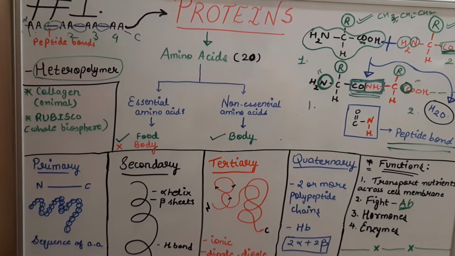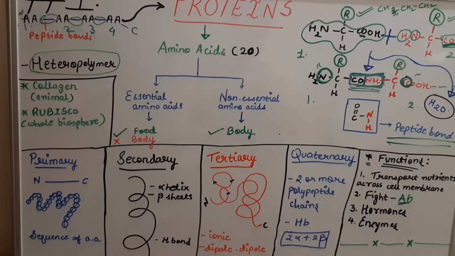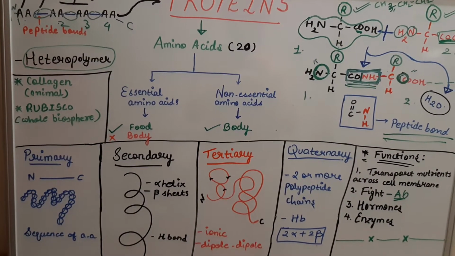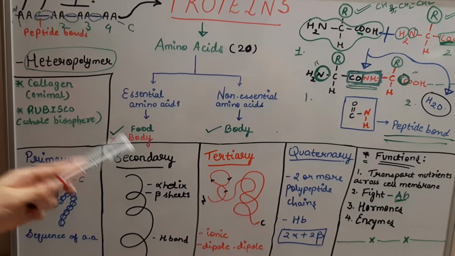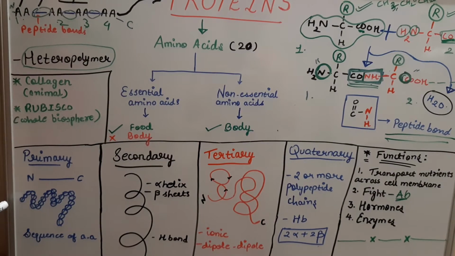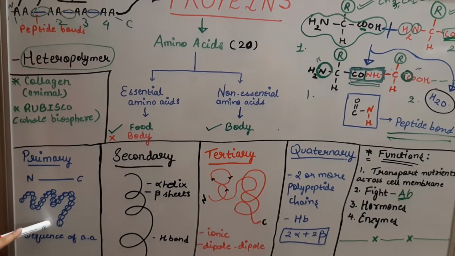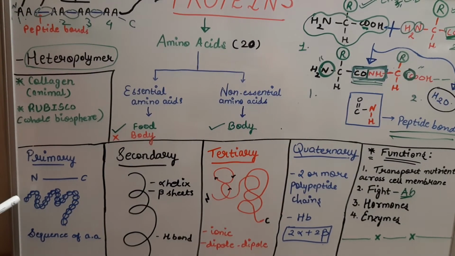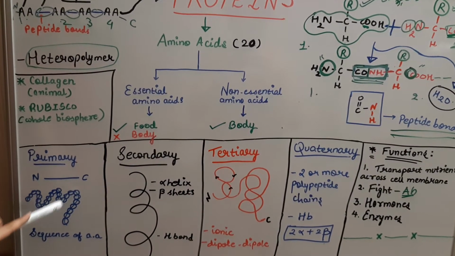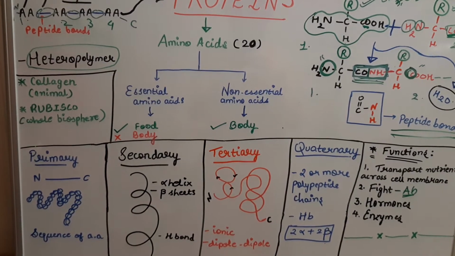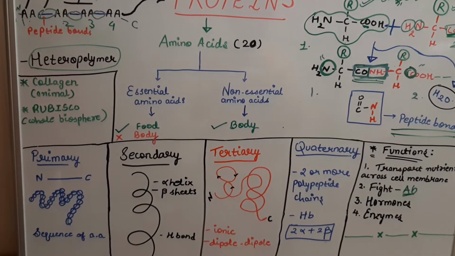Okay, so now we will be talking about the structure of proteins. There are mainly 4 structures of proteins found: primary, secondary, tertiary and quaternary. The primary structure consists of a simple sequence of amino acids, and as we saw here, amino acids are connected through peptide bonds. So it is simply a sequence, or we can say a chain, of amino acids joined together by the peptide bond. This is the primary structure of the protein.